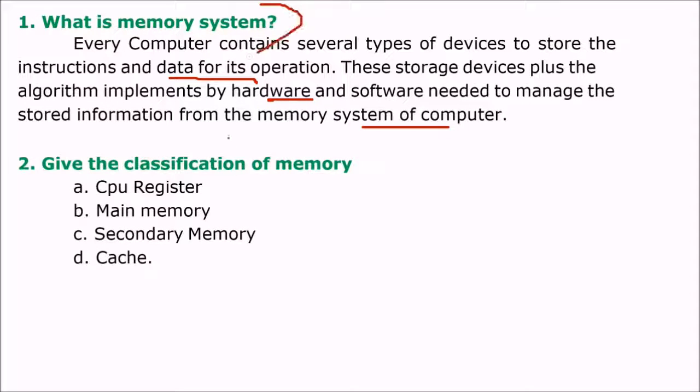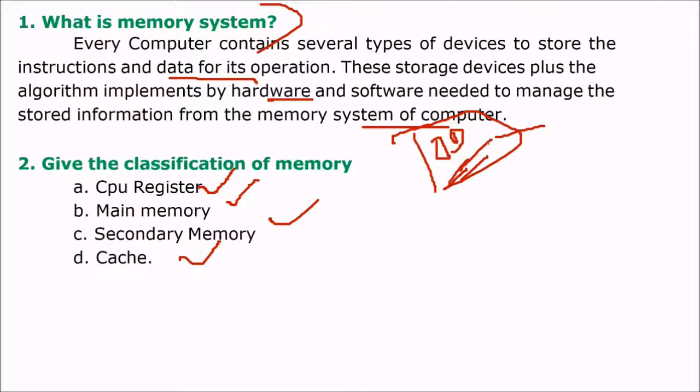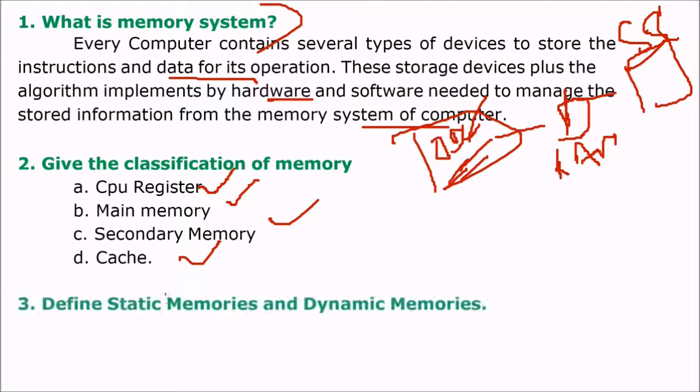This is memory system. Give the classification of memory. In memory, you can have CPU registers, main memory, secondary memory, and cache. Inside the CPU, the registers are memory only. Then you can have cache inside, which is managed by the microprocessor itself. Then outside you can have main memory, which we also call RAM. Then outside you have secondary memory, that is a stable storage.